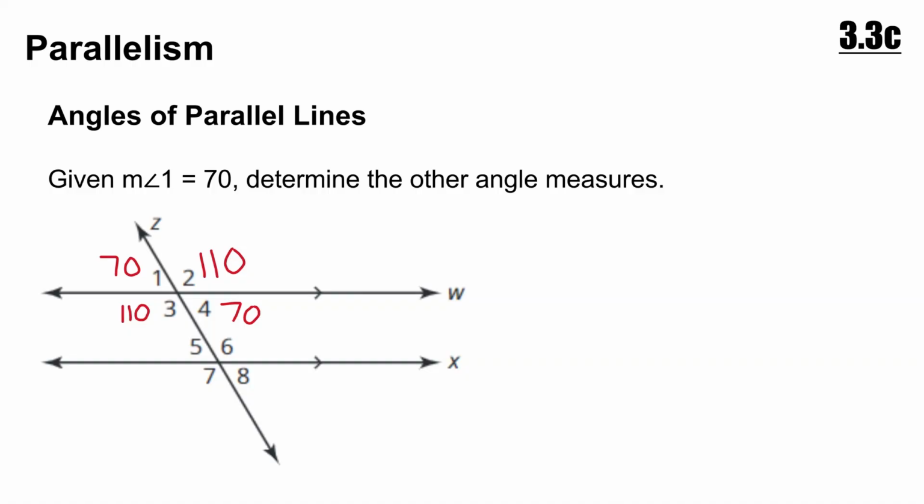Angle 5 is a corresponding angle to angle 1, so it is 70 degrees. Angle 6 and 7 form linear pairs with angle 5, so they are 110 degrees. Lastly, angle 8 is a vertical pair with angle 5, so angle 8 is 70 degrees.